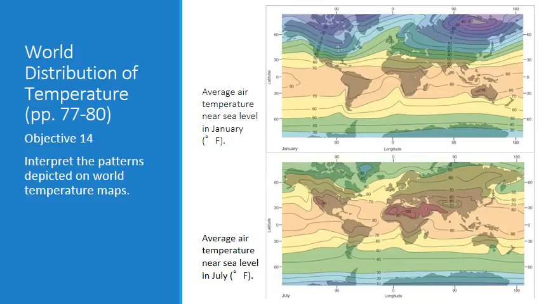The content in this presentation aligns with pages 77 through 80. So it's sort of a closer up view of a topic we covered earlier, but it's meant to help you achieve learning objective 14, which is to interpret patterns depicted on world temperature maps. So if you haven't already done it, skim the pages 77 through 80 before you watch the rest of the video.